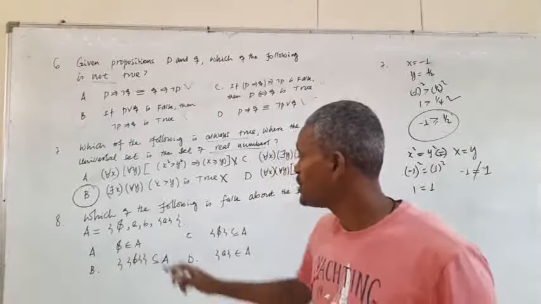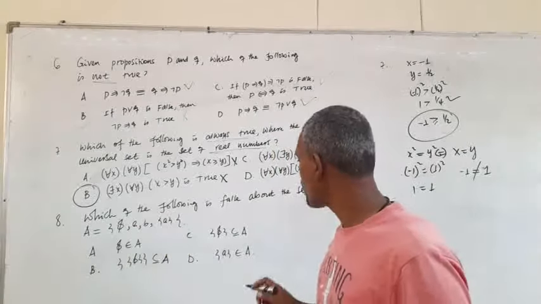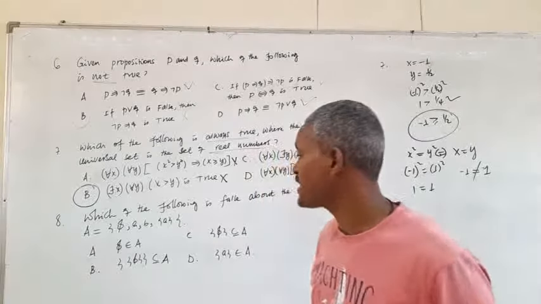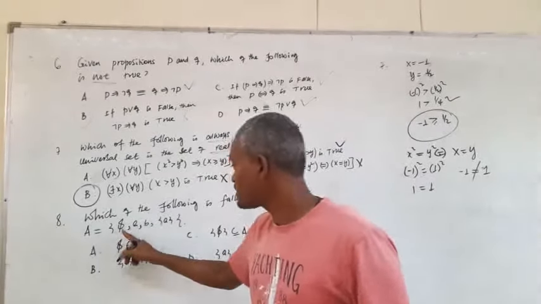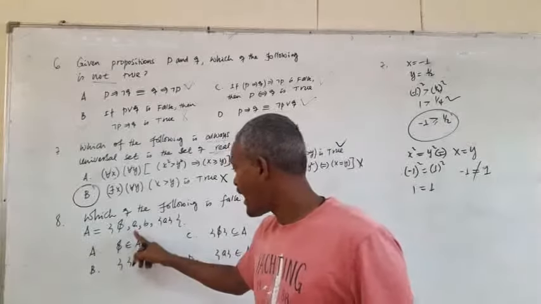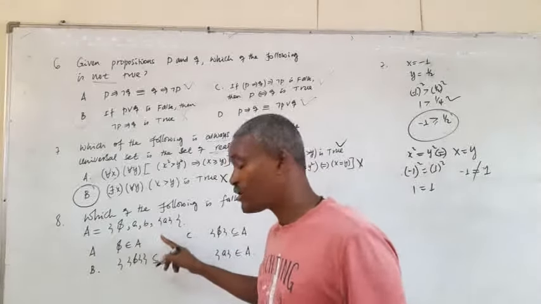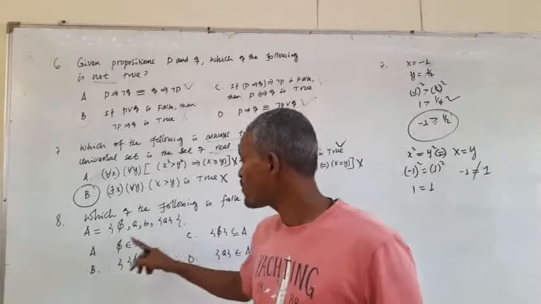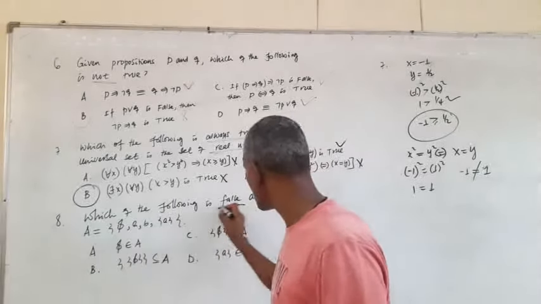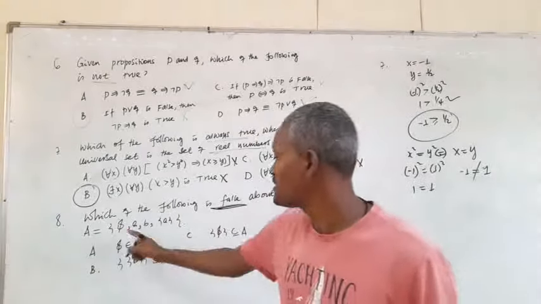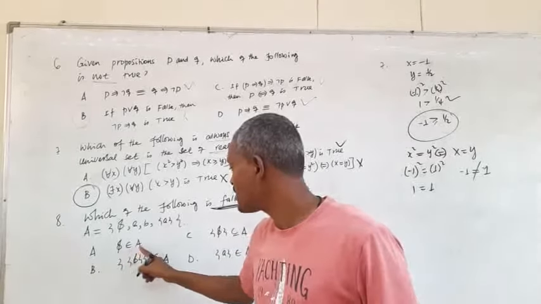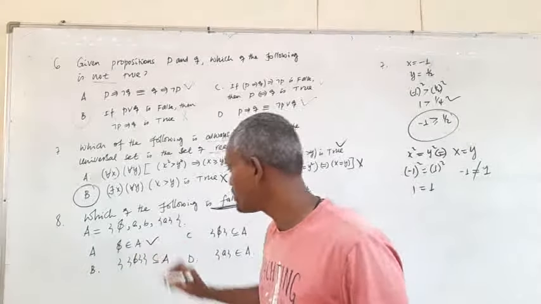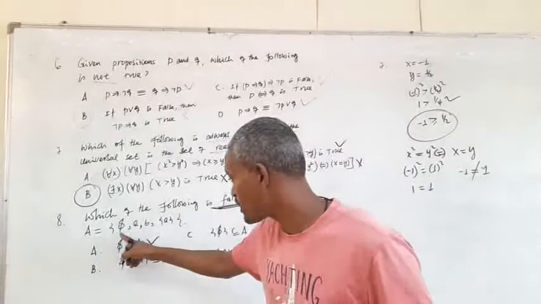And the last question: which of the following is false about the set? The set A contains the empty set, A, B, and {A}. Therefore, which of the following is false about this set? The first one, the empty set is an element of A. Clearly true. The empty set is an element of A because it is listed in the set.